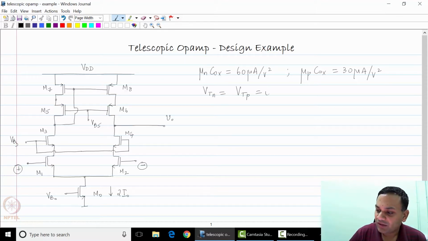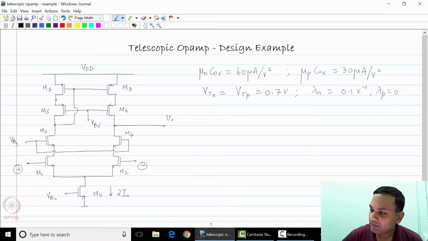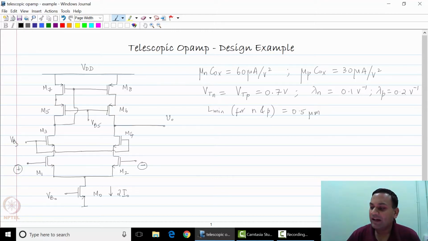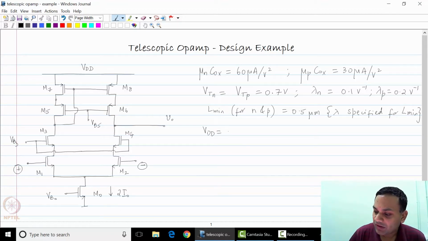and VTN is equal to VTP is 0.7 volts, and we'll assume that lambda n is 0.1 volt inverse, lambda p is 0.2 volt inverse, and we will assume that L min, the minimum length for N and P type transistors, is 0.5 microns, and lambda is specified for L min. And finally, we'll assume that the power supply is 3 volts. Now these are the device parameters.